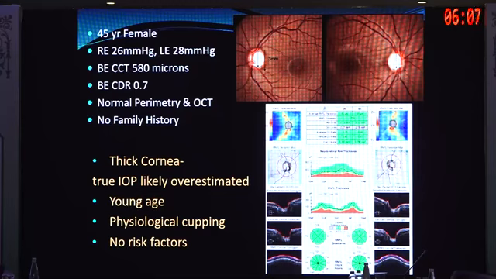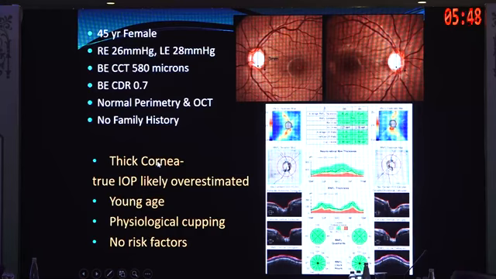Now let's go through some cases fast. A 45-year female, right eye 26, left eye 28, both eyes CCT 580, CDR around 0.7. Normal perimetry and OCT, no family history. What do we need to do? Most of us will say it is a straightforward case. So this is a thick cornea.